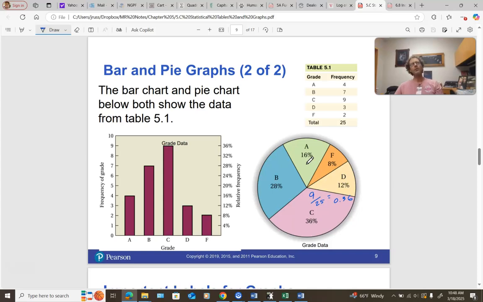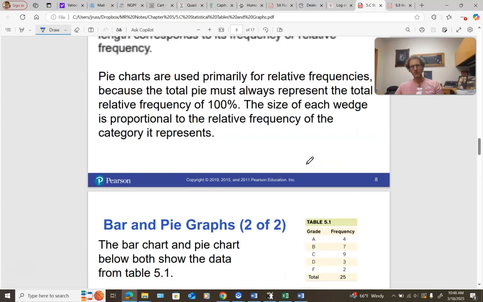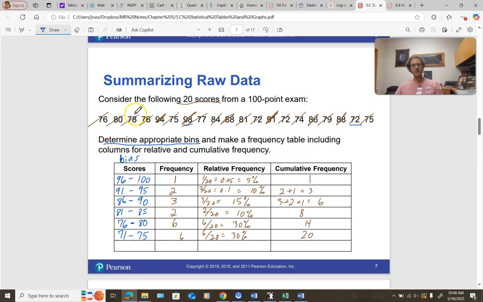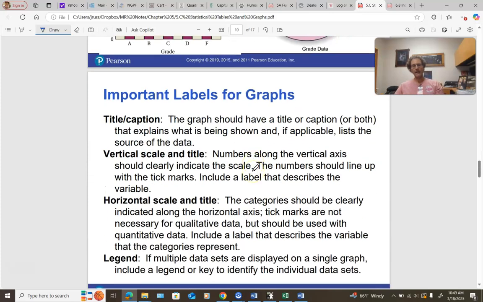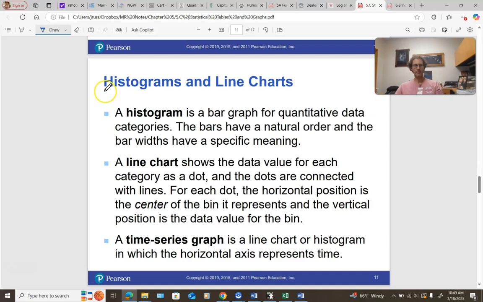Now, what if we want to display quantitative data? Similar to what we did up here. This is quantitative data, these scores from this 100-point exam. Then we use something that's similar to a bar chart, except the bars are all pushed together so that they're touching. That is called a histogram, and we're going to look at one here in a minute. So a histogram is a bar graph for quantitative data categories, and the bars have a natural order, and the bar widths have a specific meaning.